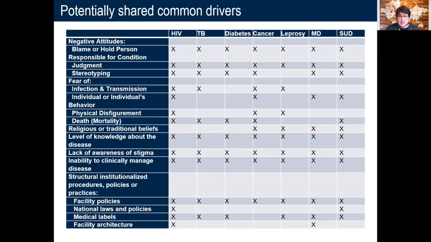Fear of infection is common to 4 of the 7: HIV, TB, cancer, and leprosy, while fear of the individual or their behavior is common to HIV, cancer, mental illness, and substance abuse. Although the specific combined characteristics of a condition might be unique, the pathways through which these drivers feed the stigmatization of the 7 selected conditions are often similar, especially in the specific context of health facilities.